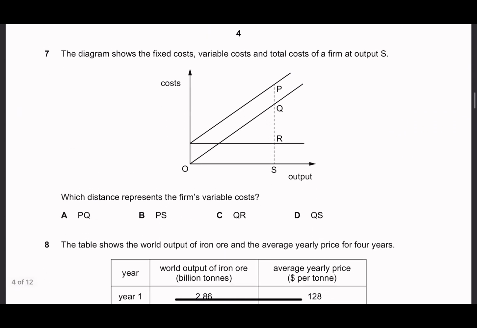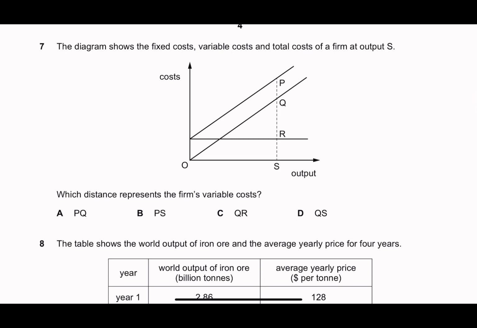Question 7. The diagram shows the fixed cost, variable cost, and total cost. So we need to first label all of these three curves in the diagram. So the first line, that is just a horizontal line, is the fixed cost, because the fixed cost is just a constant number, no matter how many outputs the firm produced. And then the next line would be the variable cost, because it's a straight upward line rather than just a horizontal line. And then the line that is highest on the graph would be the total cost. That would be the variable cost with the fixed cost.